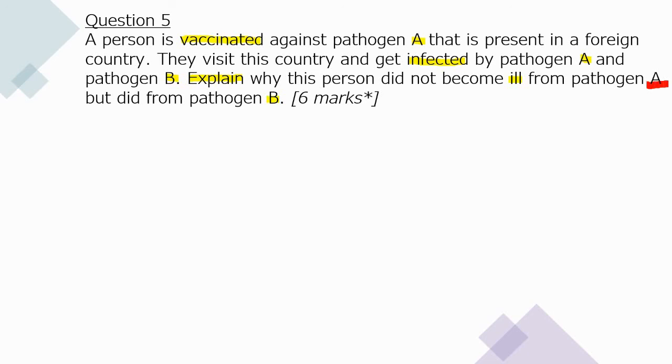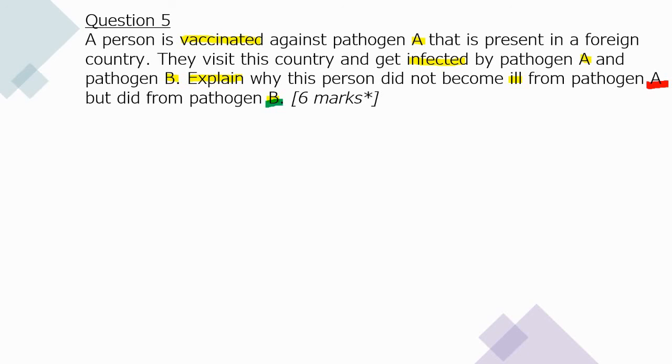There we go. Okay, so this question is worth 6 marks, and as you can see from the asterisk, this means that it's level marked, so it has to have a good structure and key scientific words need to be used. Because the person is vaccinated against pathogen A, this means that they've already experienced their primary immune response. So their memory cells are going to be ready if they're infected again, which they are by pathogen A, and they can immediately release the correct antibodies in order to destroy pathogen A.